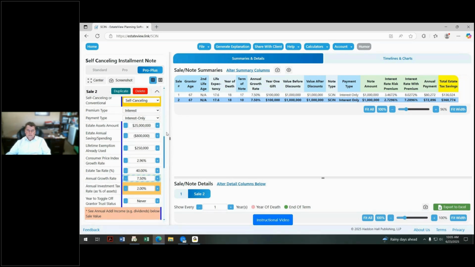Now we have assumptions for the estate. These are assumptions that you can put in to help calculate the size of the estate for the client to see what the estate tax savings would be.